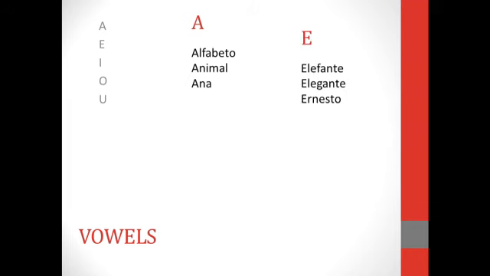The first group of letters we will have in Spanish. Okay? We have five. The first will be A, very open, A. And we have alfabeto, animal, Ana. The second vowel will be E. And our examples are elefante, elegante, Ernesto. The third will be I. Never I, no. Isla, interés, inteligente.